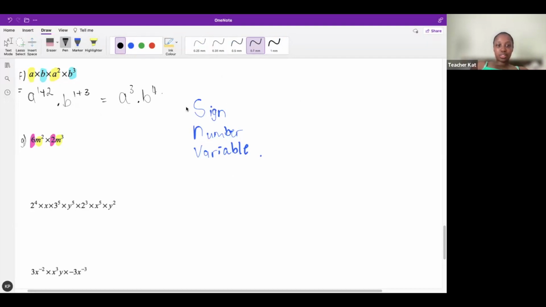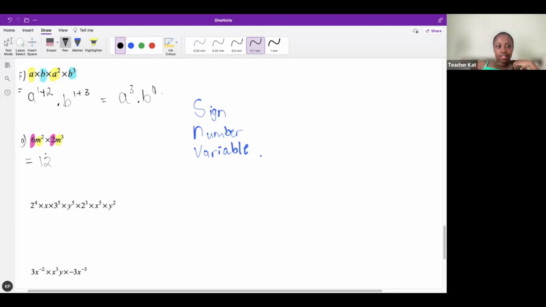First we're going to deal with the sign. They're both positive, so a positive multiplied by a positive means my answer is going to be positive. So I'm just going to leave it, I'm not going to write the plus. And then we go next to our number. My number says 6 times 2. What is 6 times 2? 12.